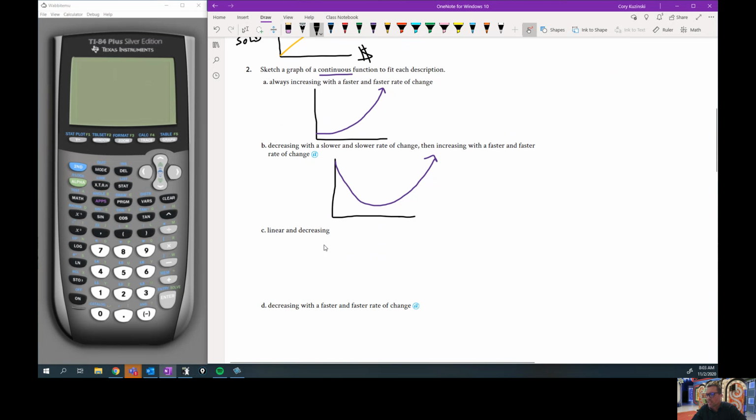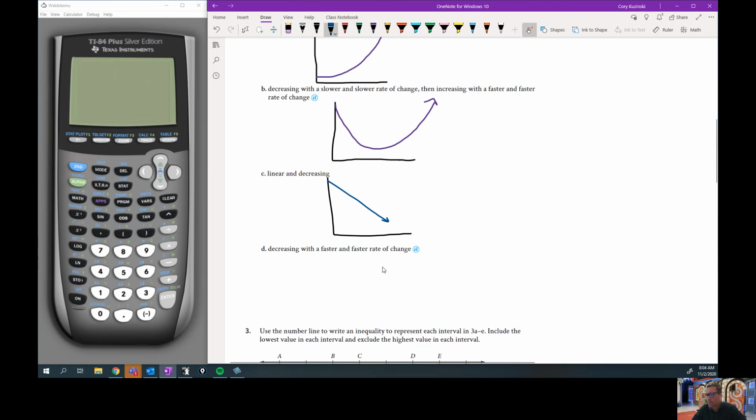Linear and decreasing, that's easy. It's just like that. And decreasing with a faster and faster rate of change. That one's a little tricky, maybe. So we're going to start off with a slow decrease and then pick it up. Something like that.